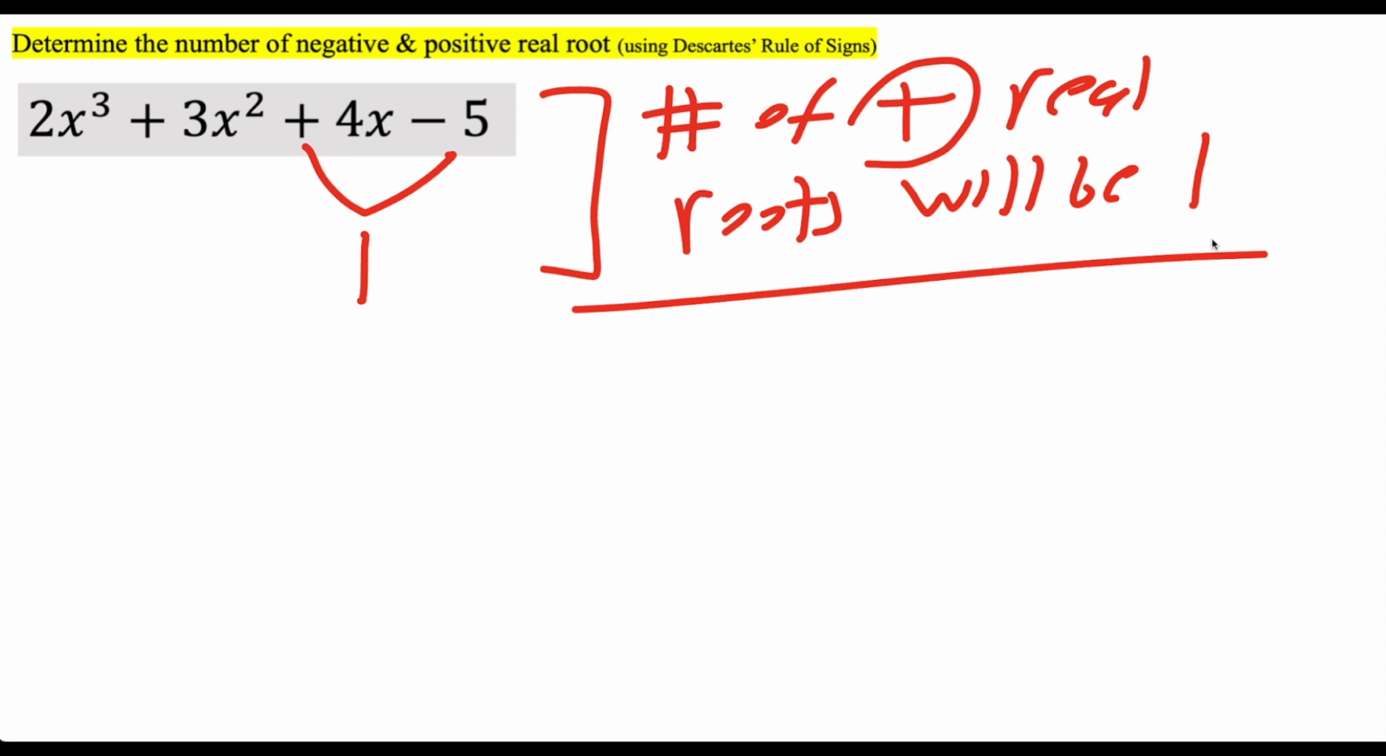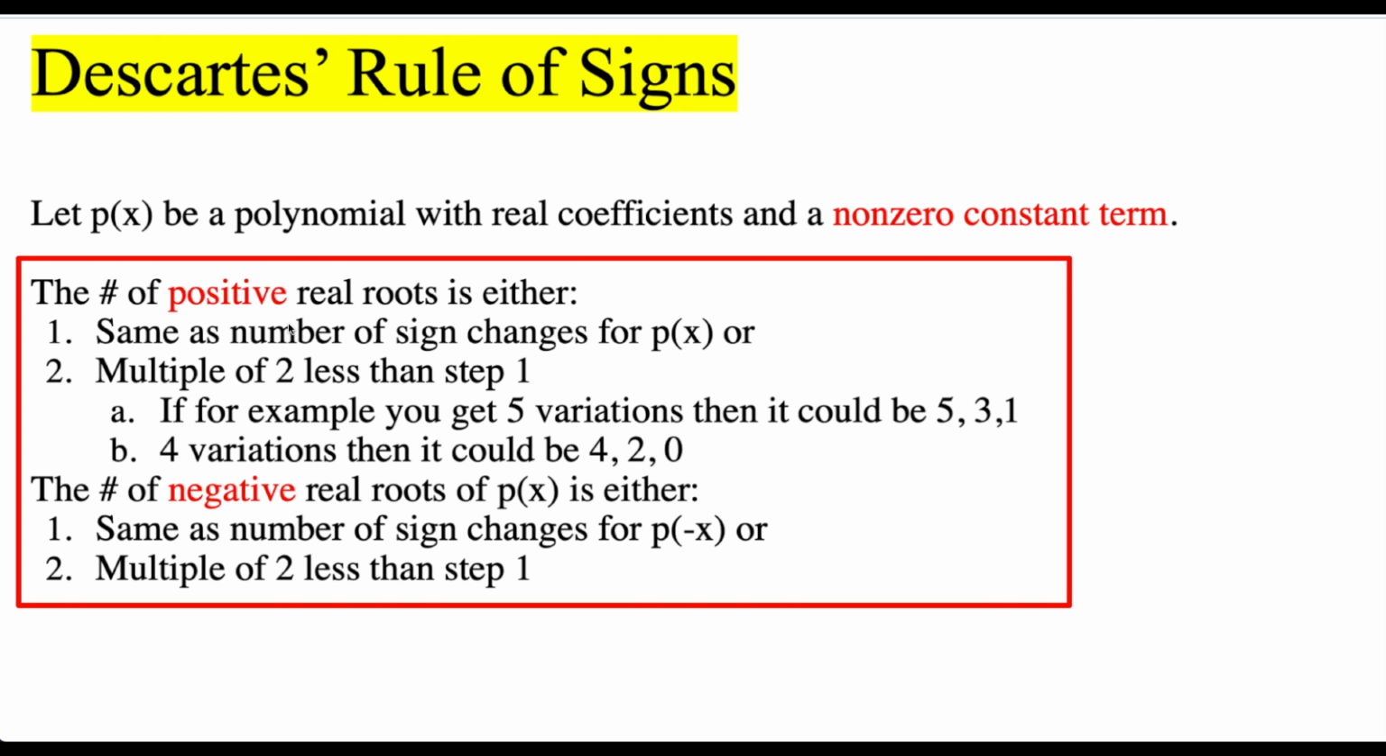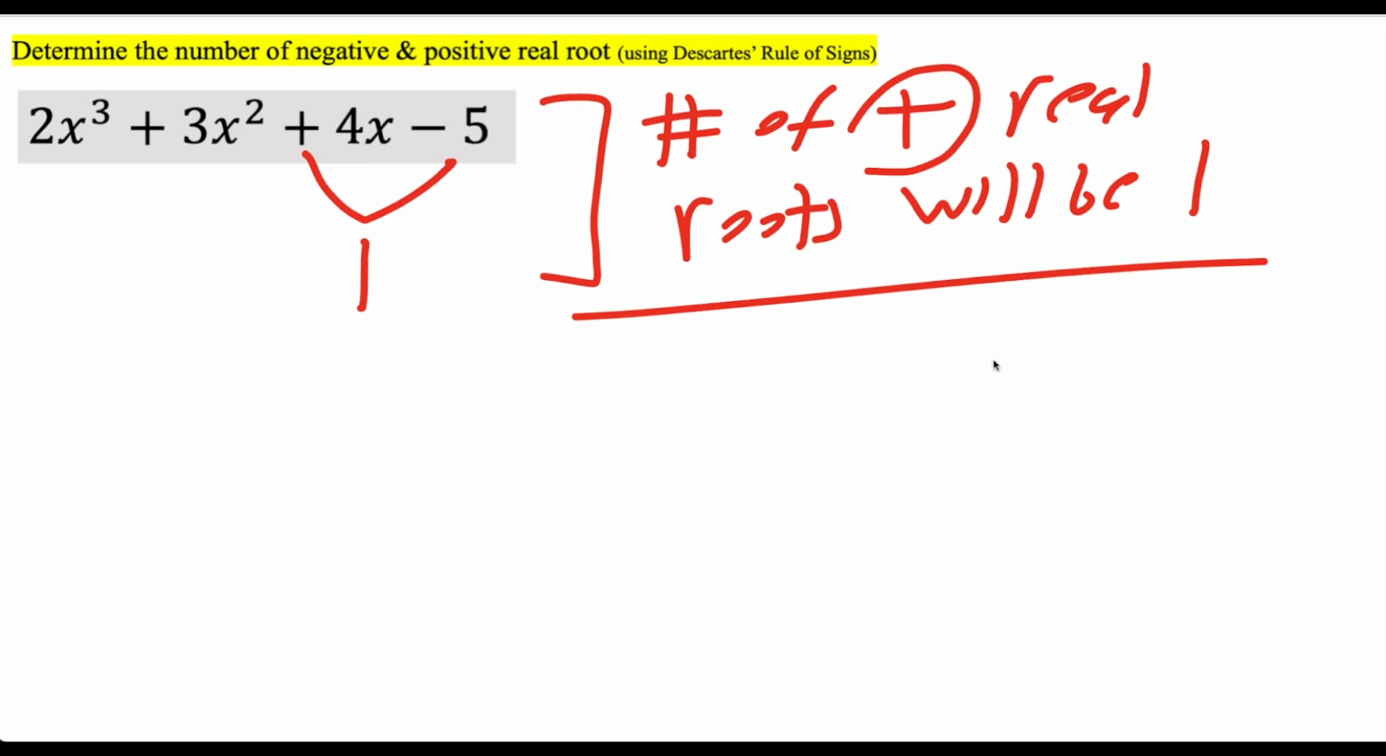And let's look back at our procedure. The number of positive real roots is either the same as the number of sign changes for the function, which we did, we got 1, or a multiple of 2 less than that. The problem is if you have 1, you subtract 2, you get negative 1. You can't have a negative, so you have to stop at 1. Now if you had a 2, for example, you could go down by 2 and you get 0. But with 1, you subtract 2, you get negative 1, and you can't have that. So the number of positive real roots for our problem was just going to be positive 1.